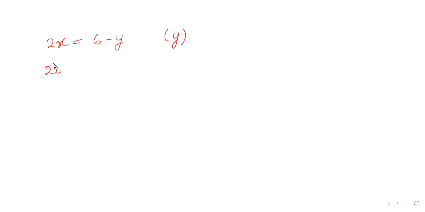So it's 2x. Yes. So minus 6 on both sides. Okay, so 2x minus 6 equals 6 minus 6 minus y. You are using the balancing method, right? Yes, sir. Okay, fine. So that's fine. All right. Then what do we get now? 2x minus 6 equals y.